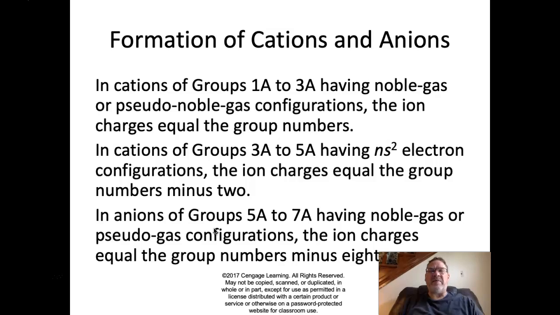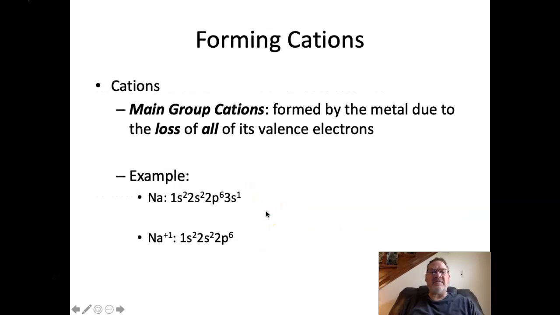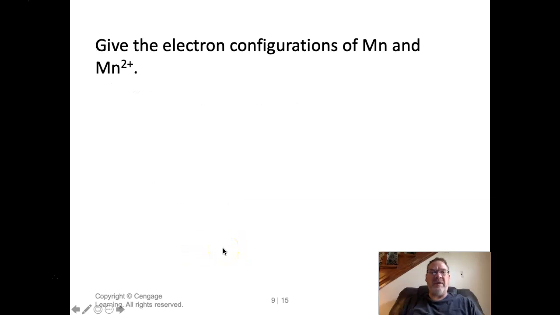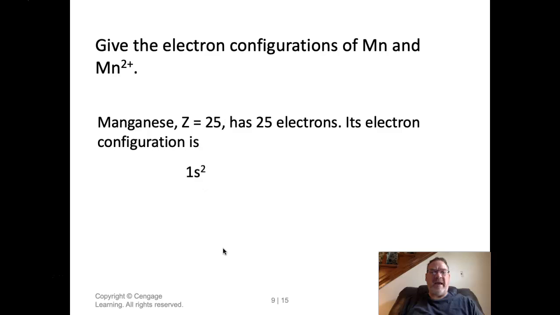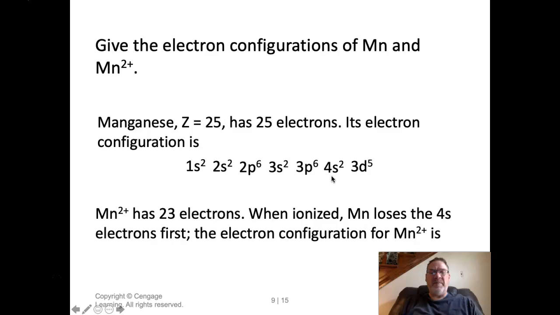Okay, some things to keep in mind with the ions. The charges, again, we can go back to Chapter 2 to see that table of charges. Here is just a reminder of what we're going to see for the charges of each of the ions. The cations, again, the main group, they're going to lose all their valence electrons. And you can see that here with sodium and the configuration for sodium. And the same thing with manganese. Again, a skip ahead here. So again, we're going to lose the valence electrons. So we're going to lose the 4s2 electrons here.